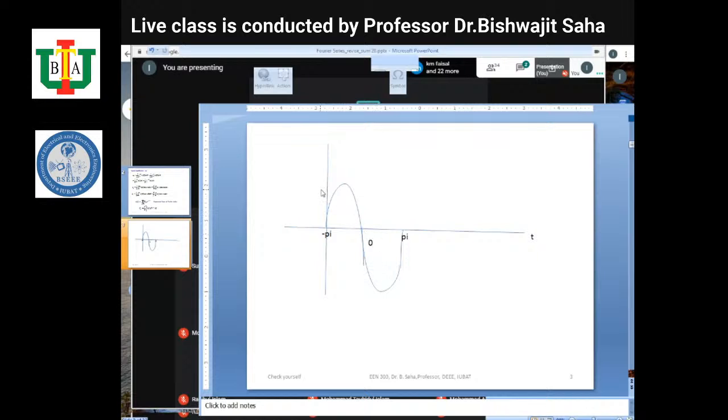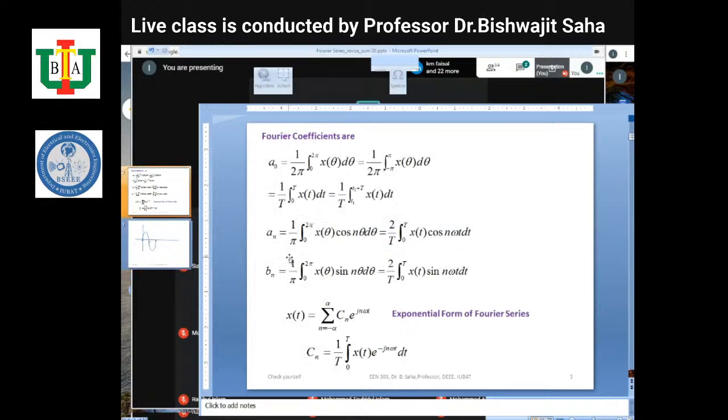Because here is positive, here is negative. Above the reference line is positive, below the reference line is negative, but they are identical. So in identical, the positive and negative becomes 0. That's why for averaging, AN becomes half cycle calculation. Okay, 1 over pi. But the limit is the same, 0 to twice pi. Understand?